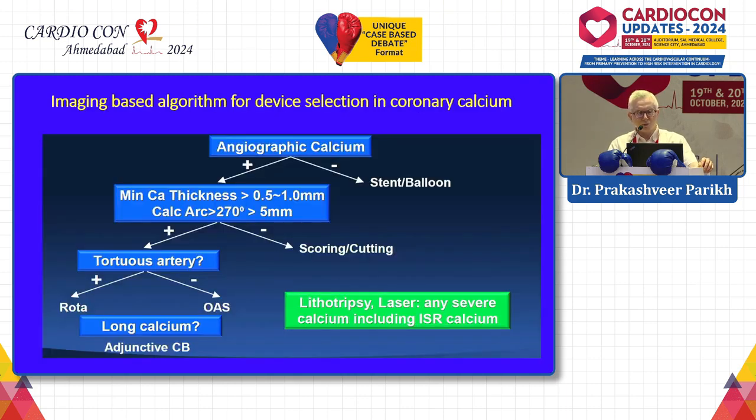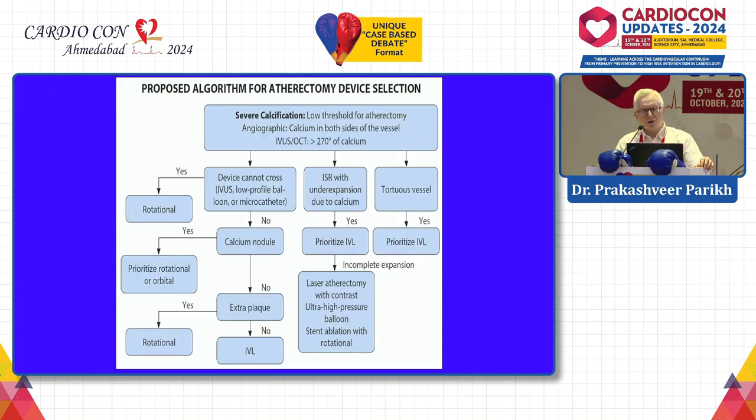So there are various algorithms based on imaging and angiography assessment of the calcium. When the calcium is mild to moderate, your conventional non-compliant balloon or scoring balloon will suffice. But when the calcium is severe, based on calcium thickness more than 0.5 millimeter, calcium arc more than 270 degrees, and length of the calcium more than 5 millimeters, they require special techniques like atherectomy or intravascular lithotripsy or laser. So this is one of the latest algorithms for device selection for severely calcified lesions.